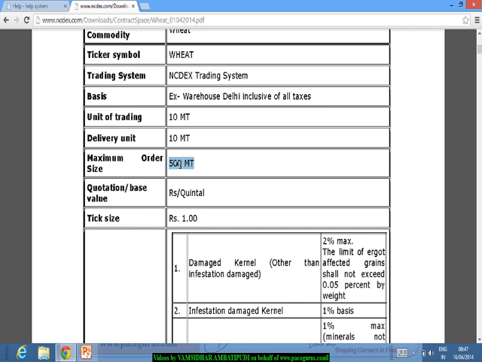See here, this is done to make sure that no one single trader or individual can control the prices of the entire market. And this is the pricing unit, per quintal. Per quintal the pricing is typically done, and the tick size is 1. So the change is always in rounded 1 rupee.